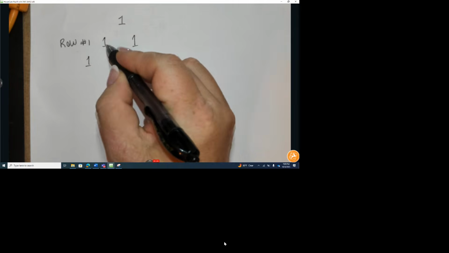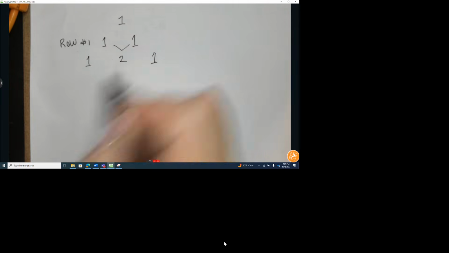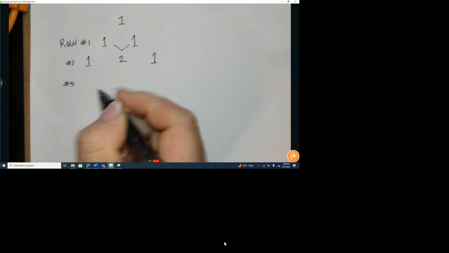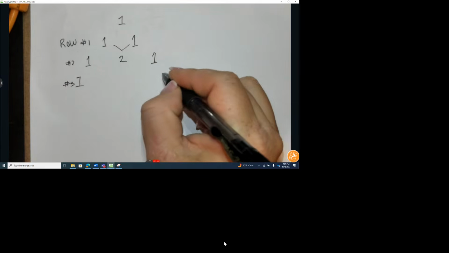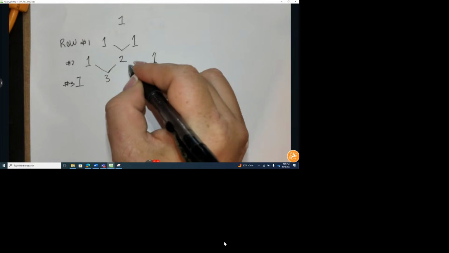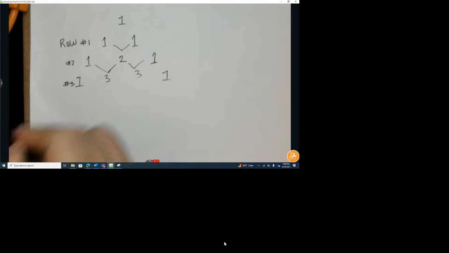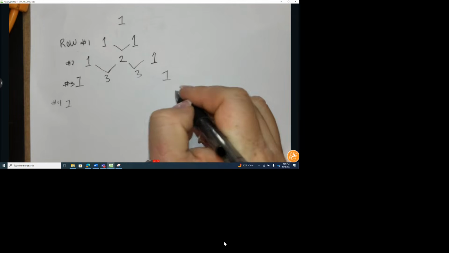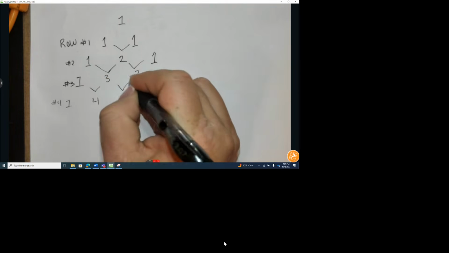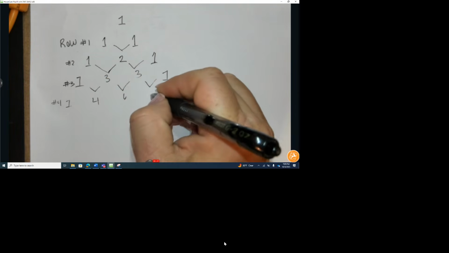This second row, we achieve the middle term by looking up above. 1 plus 1 is 2. Okay, so this is row number 2. Let's go on to row number 3. Row number 3, we start and end with a 1. 1 plus 2 is 3. 2 plus 1 is 3. So this is row 4. And we start and end with a 1. 1 plus 3 is 4. 3 plus 3 is 6. 3 plus 1 is 4.